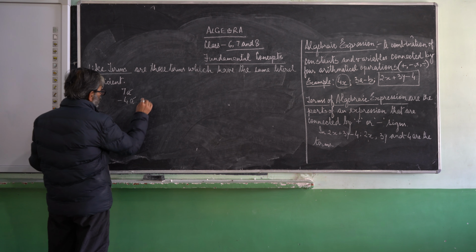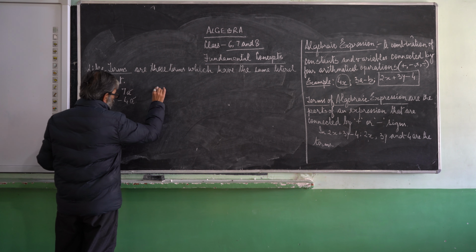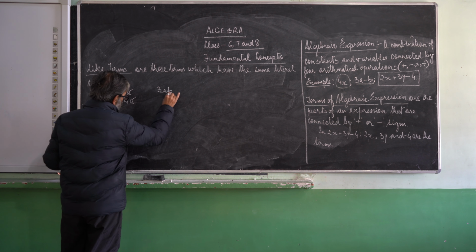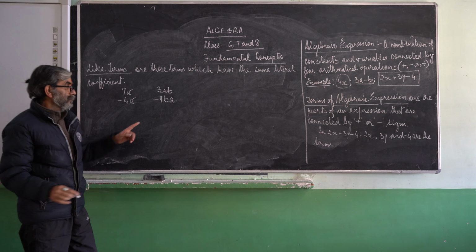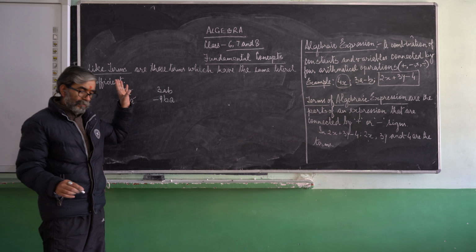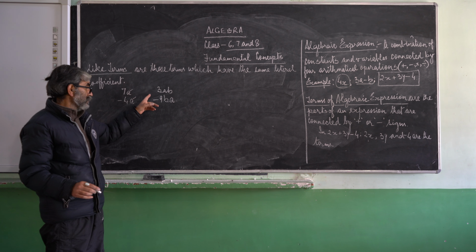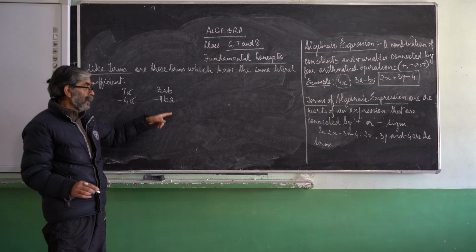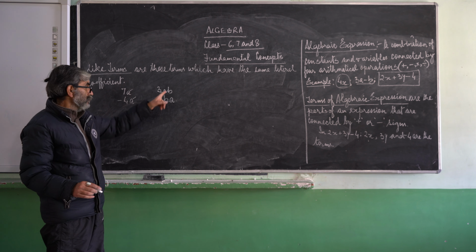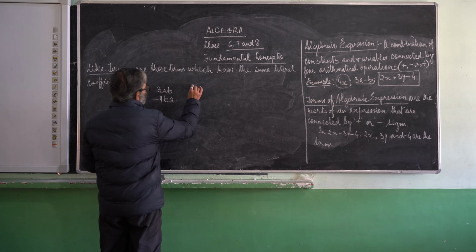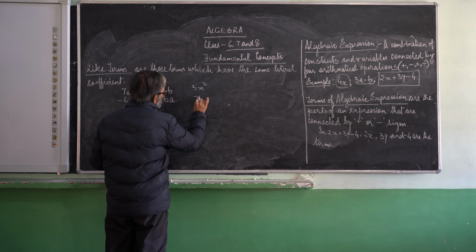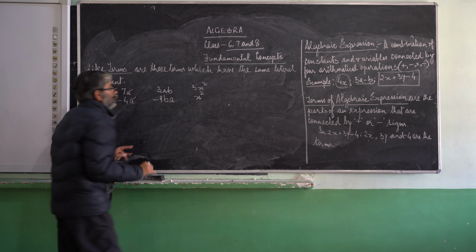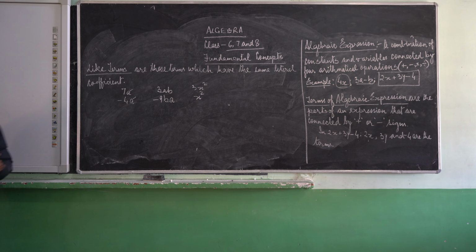Or another example we can take 3ab and minus 9ba. If we change the order of the coefficients, it will still remain the same. So we can say 3ab and minus 9ab are the like terms because we have the same literal coefficients. Suppose another example is 3x square and x square. These are also termed as like terms because the literal coefficients are same.